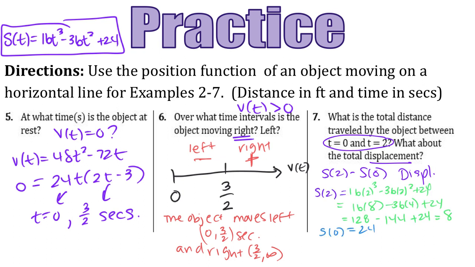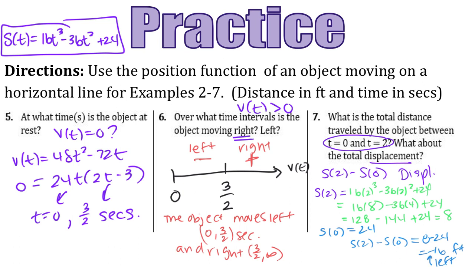All right, so hopefully you gave yourself some time to do that math. If we plug in 2, we get 8. If we plug in 0, which we actually already did, we found the initial position on question 2, we get 24. So S of 2 minus S of 0 is going to give us our total displacement, which is 8 minus 24, or negative 16. So the object ended 16 feet left, that's what the negative means, left of where it started.